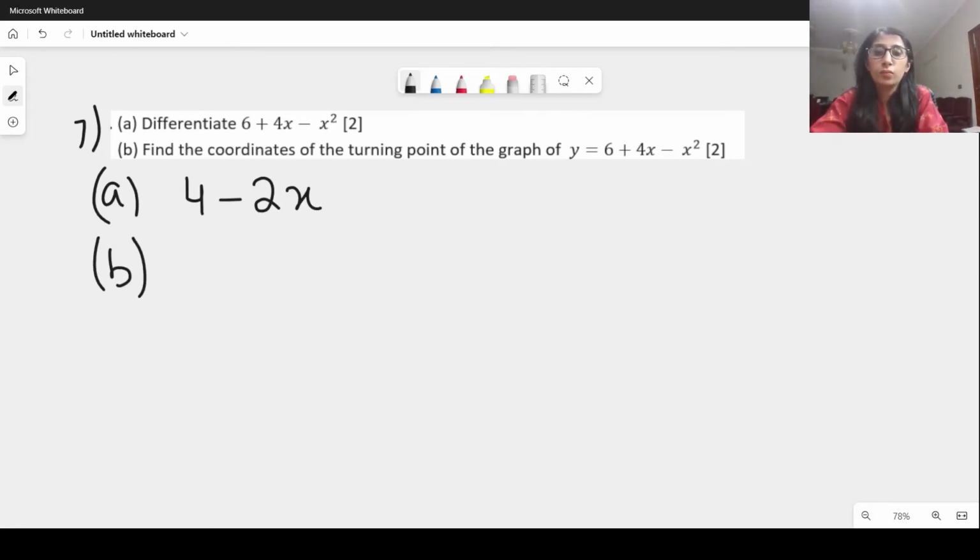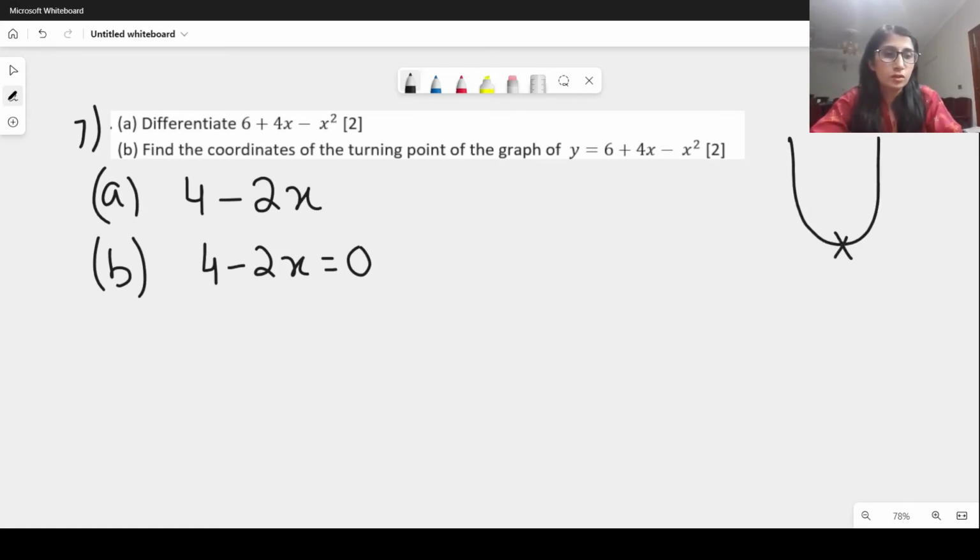So for the turning point, what you do is equate the derivative to 0. Why is that? Turning point means this point of a function. So at the turning point, the slope is 0. So the derivative is 0. That's why we found the derivative in part A. In part B, we're going to equate the derivative to 0. So we get 4 equals 2x. So x equals 2.